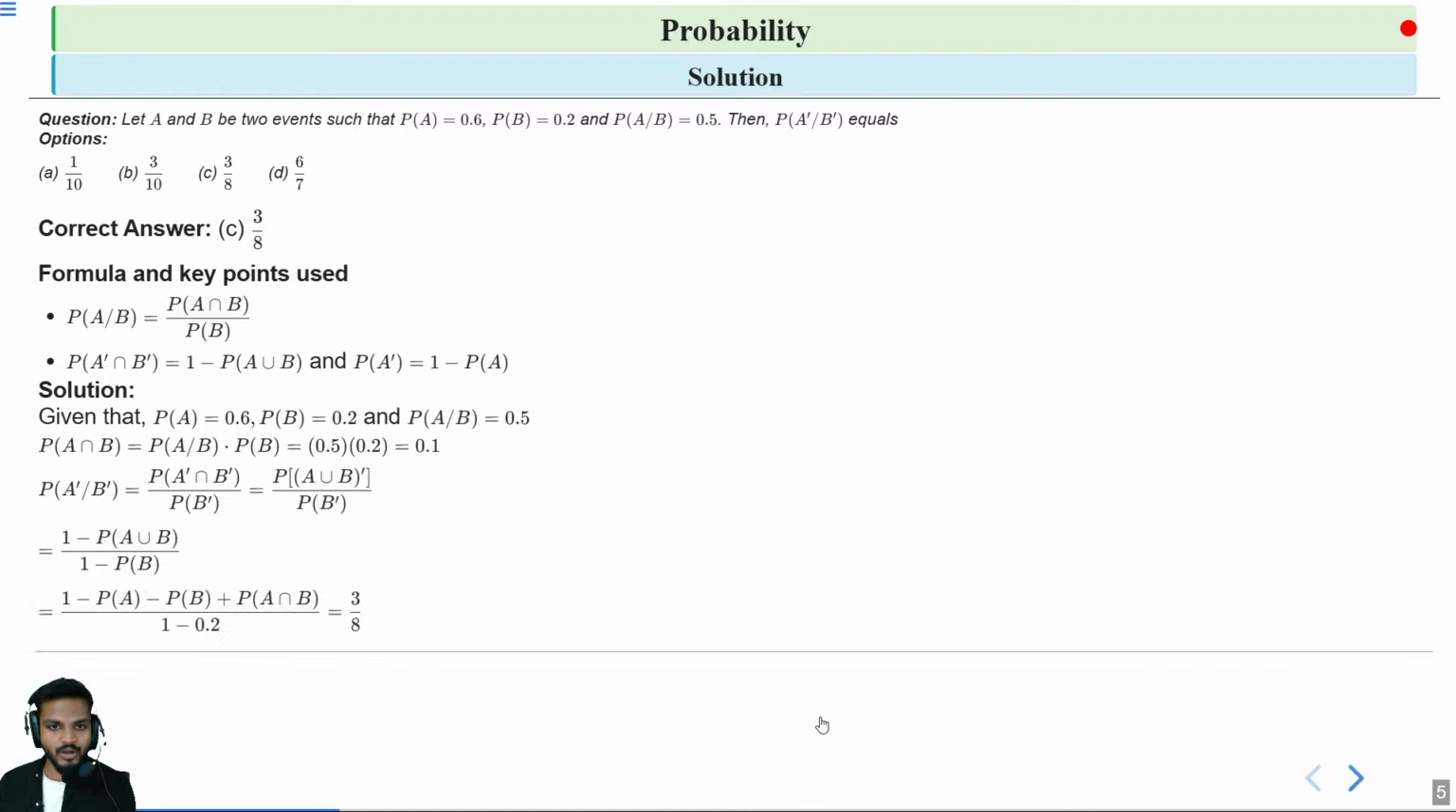So we can write probability of A union B as probability of A plus probability of B minus probability of A intersection B. So we get 1 minus probability of A minus probability of B plus probability of A intersection B, by 1 minus probability of B, that is 1 minus 0.2. So when we substitute those values, we get 3 by 8. Clear?